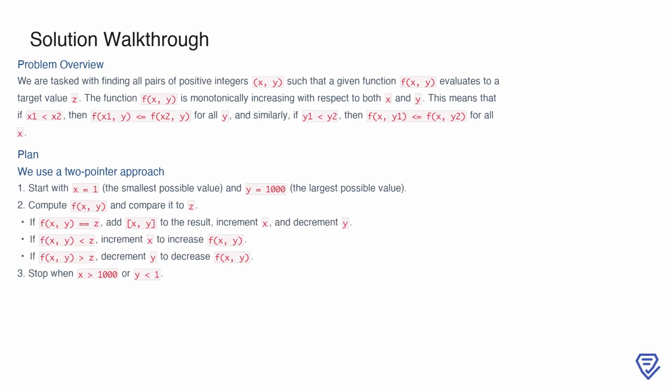We start with x at its smallest possible value, which is 1, and y at its largest possible value, which is 1000. We then compute f(x, y) and compare it to z. If the result matches z, we record the pair and adjust both pointers, incrementing x and decrementing y to continue the search. If the value is less than z, we increment x to increase the result, and if it's greater than z, we decrement y to reduce the result.